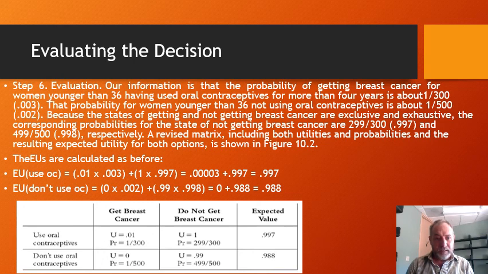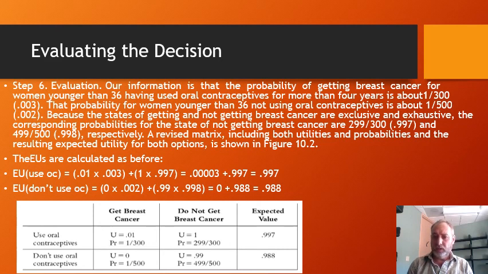Same with the other one, which is multiplied by 0, since we're not using oral contraceptives. The utility is 0, so it'll be 0 times 0.002, which is 0, and then the expected utility of not getting breast cancer, 0.99 times the probability, 0.998, gives us 0.988. So it turns out that the expected utility of using oral contraceptives is greater than the expected utility of not using oral contraceptives.